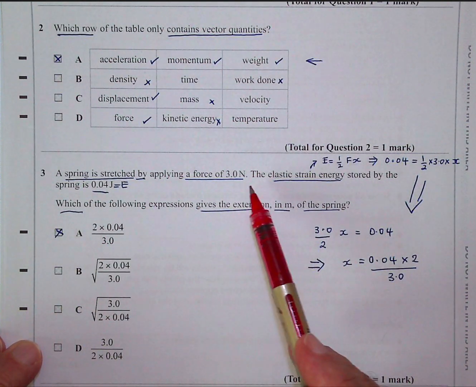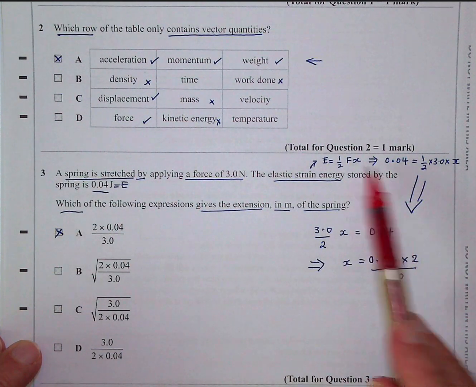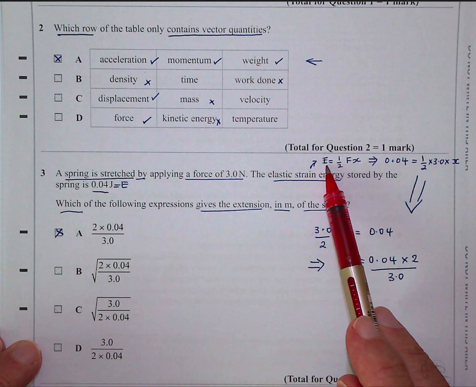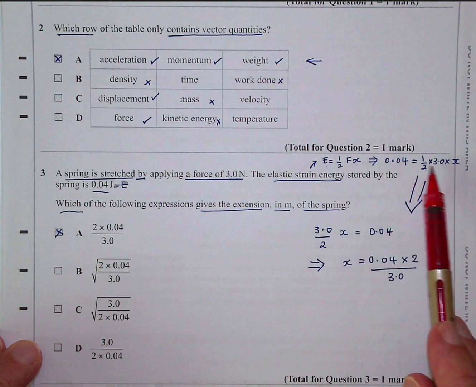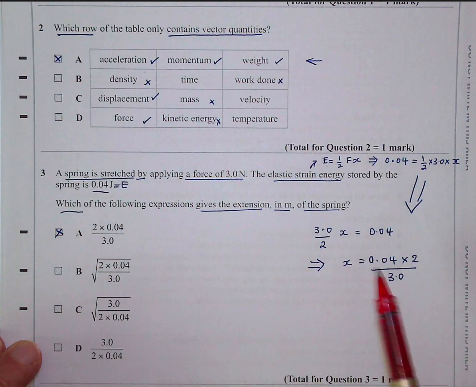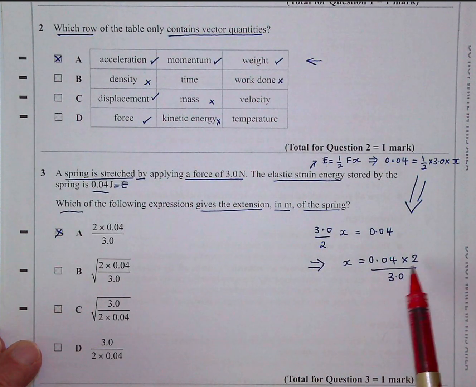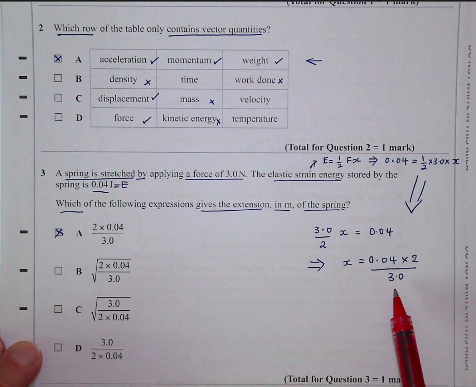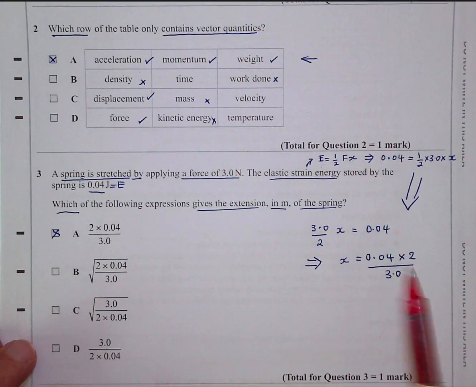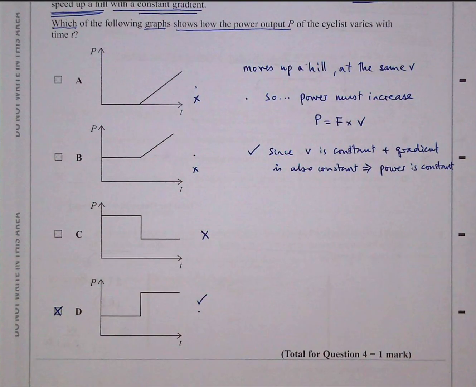You've got to make sure you're using SI units. Well, we've got newtons and joules, so we are. So put the numbers in, E equals half F times X, so 0.04 equals half times 3.0 times X. Change the subject of the equation, and you'll see X equals 0.04 times 2 divided by 3. So the answer is A. First 3 questions done.